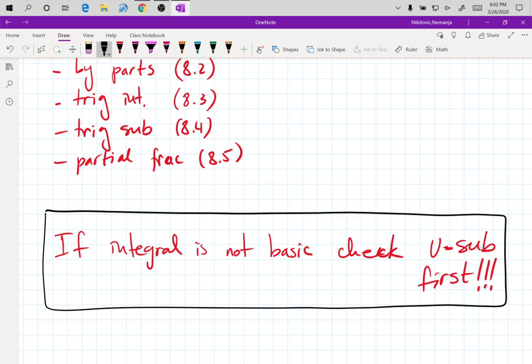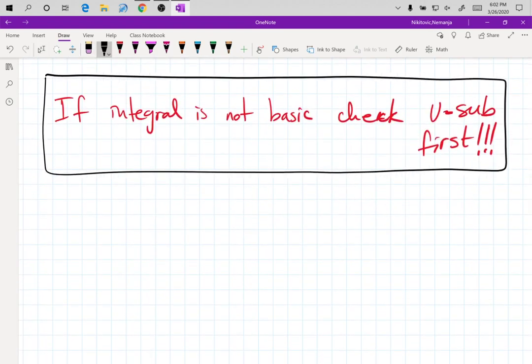So here is an example of that situation. Integral of x over x squared, oh sorry, I wanted to say minus, x squared minus 4 dx.